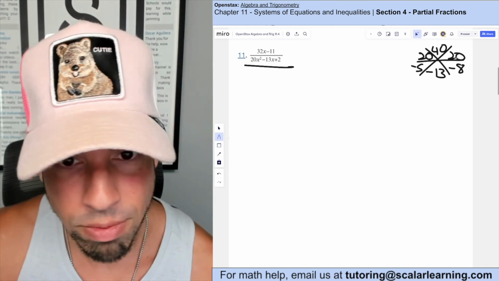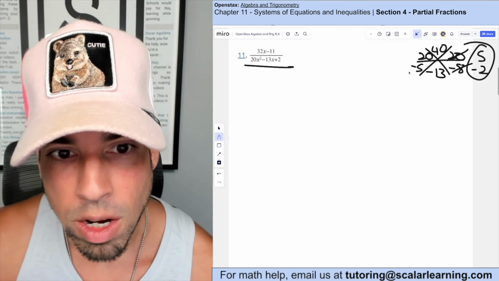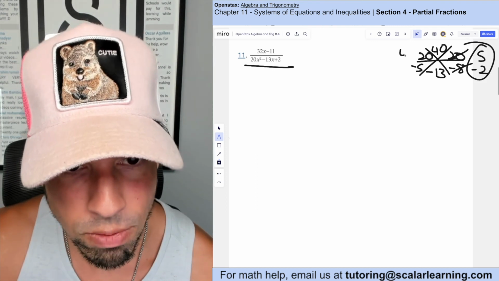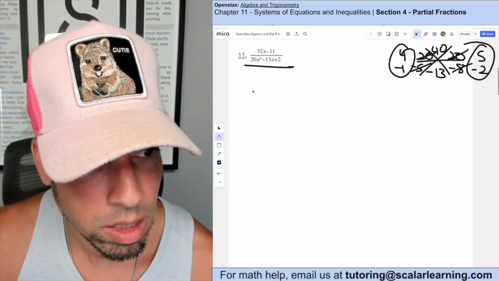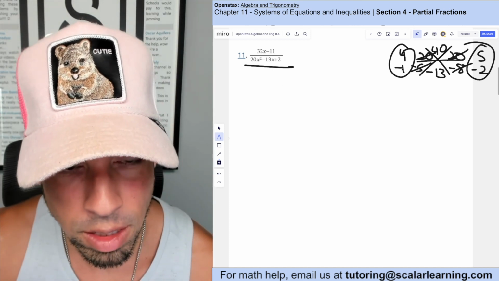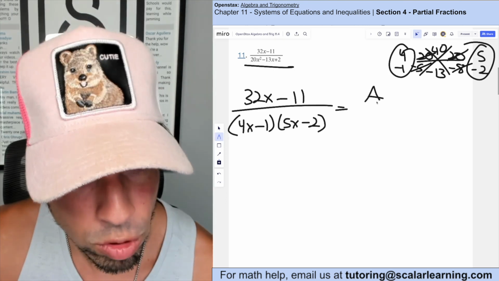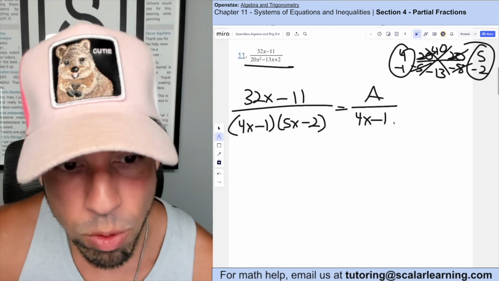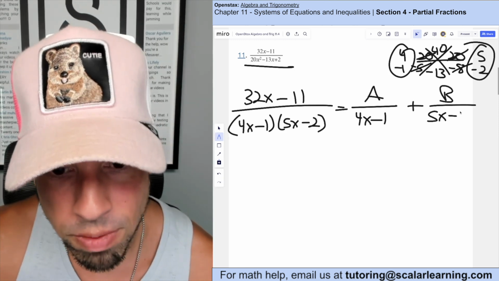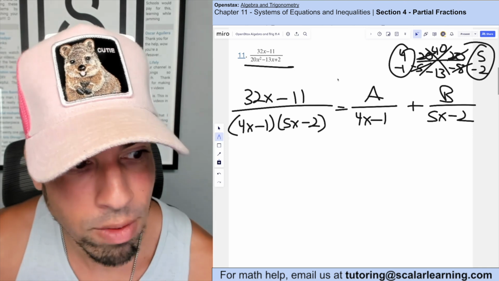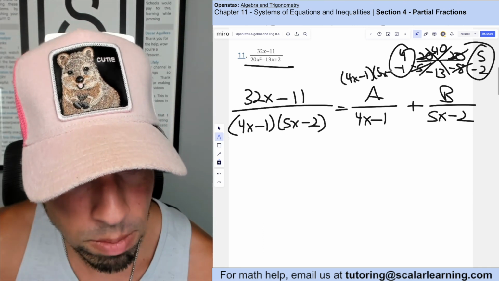Now we simplify these like fractions, divide by 4 here, we get 5 over negative 2. And then here we divide by 5 and we get 4 over negative 1, right? And those are going to be the coefficient of the x and the constant. Let's write that out. So there we have it. And then this is equal to a over the first binomial, 4x minus 1, plus b over the second binomial, 5x minus 2.